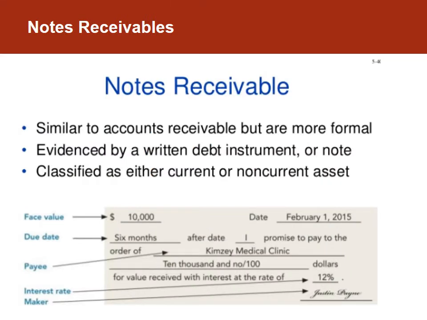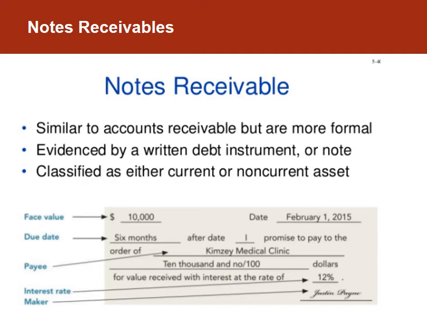Notes receivable are similar to accounts receivable but are formal. They usually have written paperwork, sort of like a contract. That's why it's called a written debt instrument. And it's usually current, or it can be non-current if it's going to be collected in greater than a year.